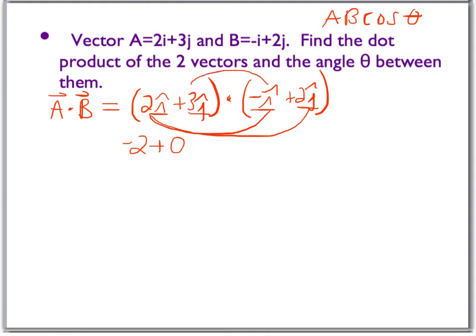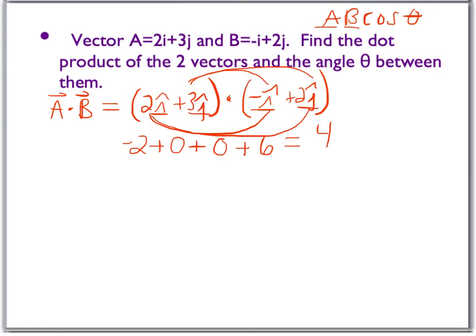Now we could take the 3 j and the negative i hat. Again, a j and an i would be at 90 degrees from each other, and the cosine of that would give you the 0. And finally, you could take the 3 j hat and dot it with the 2 j hat. Again, multiply those two magnitudes together, so the 3 times the 2 gives you a 6, and the j hat dotted with a j hat would be the cosine of 0 degrees, or a 1. Now, when you add these two things together, the negative 2 and the 6, you get an answer of 4.